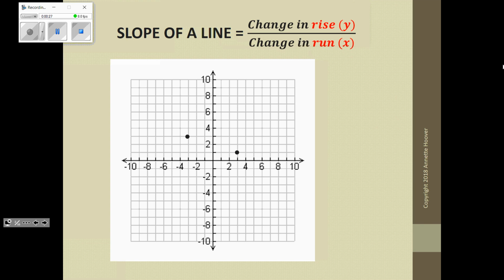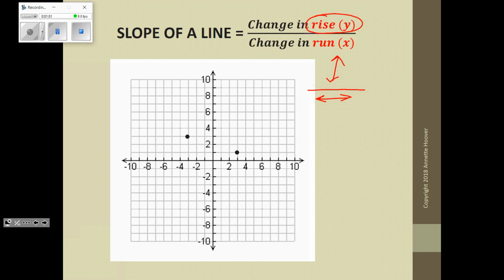This is where people start getting confused because when we graph an ordered pair, we always graph the x first, so we always go left or right first, and then we graph the y, we go up or down second. When determining the slope of a line, we actually do it kind of in reverse, because on the top, we want to find the rise, which is the up or down, and on the bottom, we want to find the run, which is the left to right.